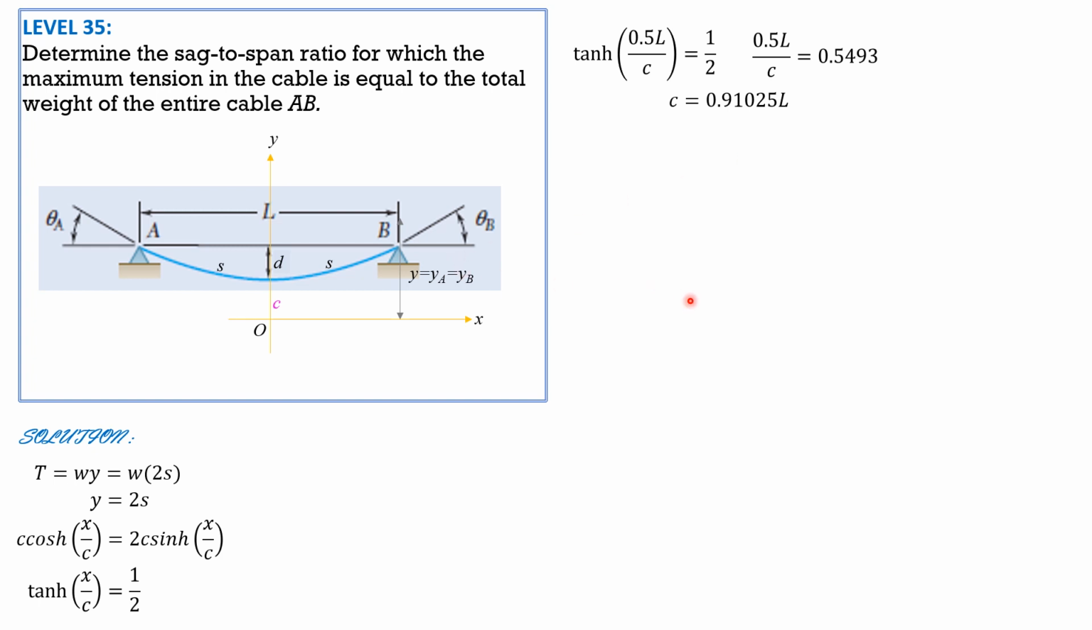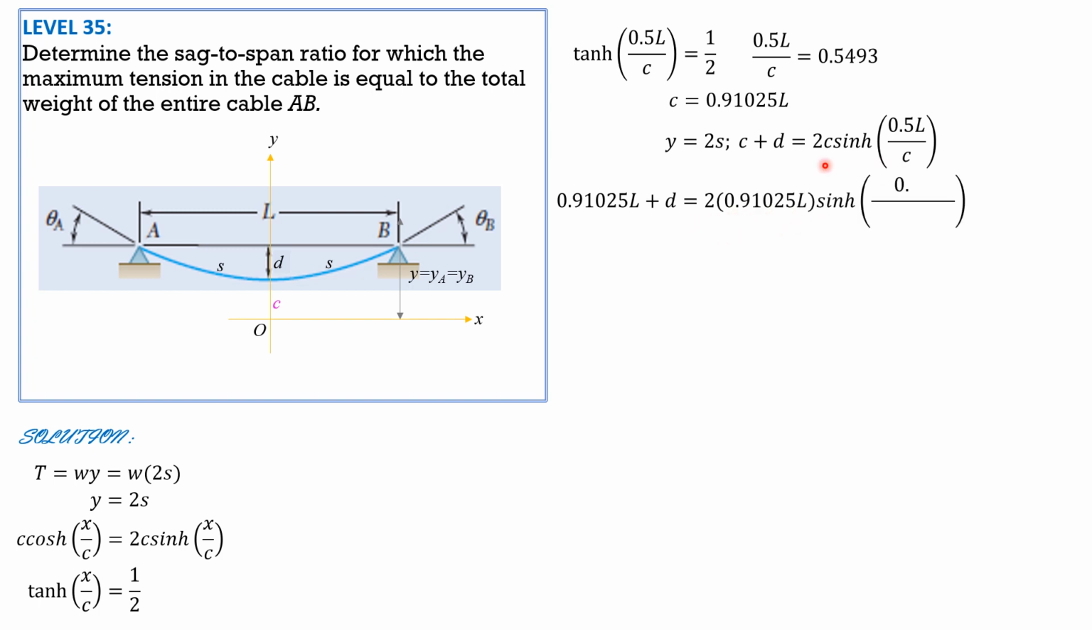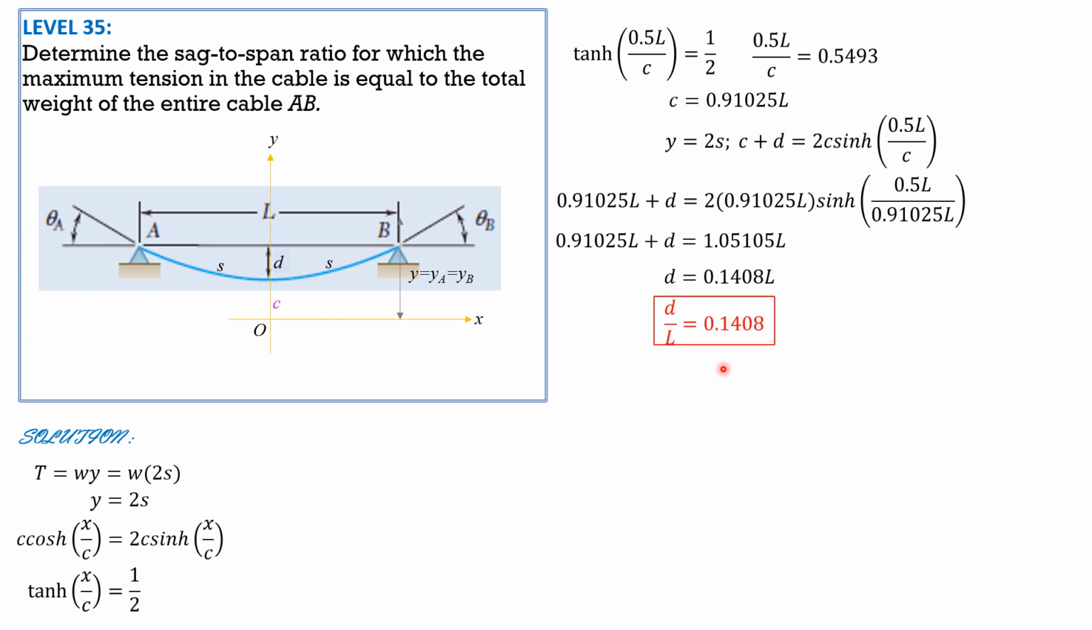Having found C, then we can compute Y. So Y is 2S and Y is C plus D equals 2 times S, C sine hyperbolic of 0.5 L over C. Since C is known, 0.91025 of L plus D is 2 times 0.91025 L sine hyperbolic of 0.5 L over 0.91025 L. Cancel L, and we can evaluate this right side in terms of L. So 0.91025 L plus D equals 1.05105 of L. So D is 1.05105 L minus 0.91025 L, and it is 0.1408 of L. Therefore, the sag to span ratio D over L is 0.1408. So that's it for this problem.